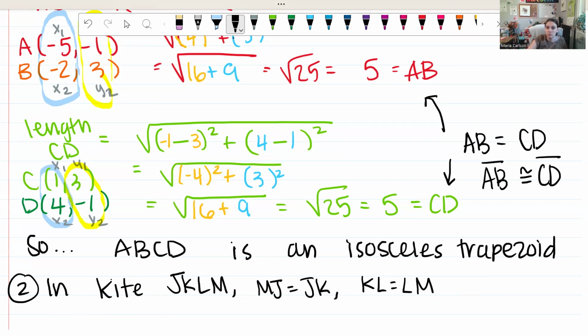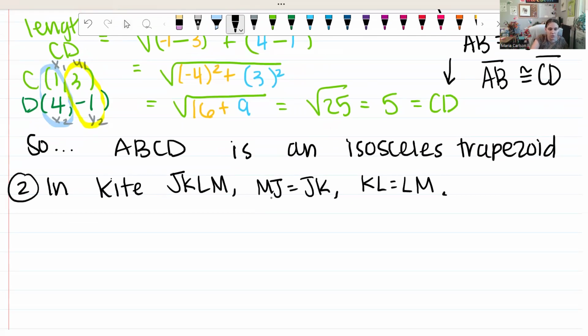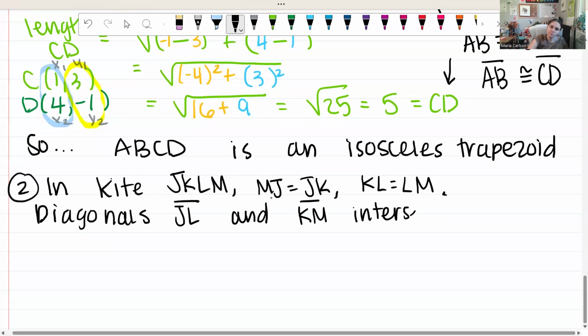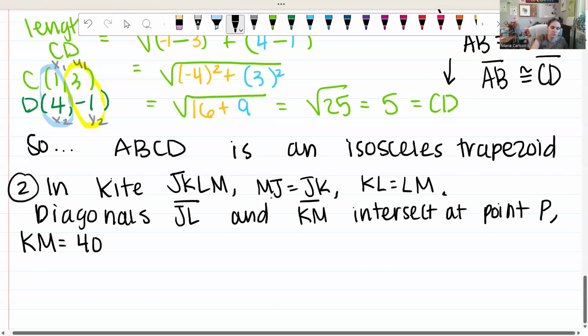So we know we have these two sets of congruent sides, which makes sense since it's a kite. And then, my apologies, the diagonals JL and KM intersect at P. That's a point, so they intersect at point P. So KM is equal to 40 and PL is equal to 48.